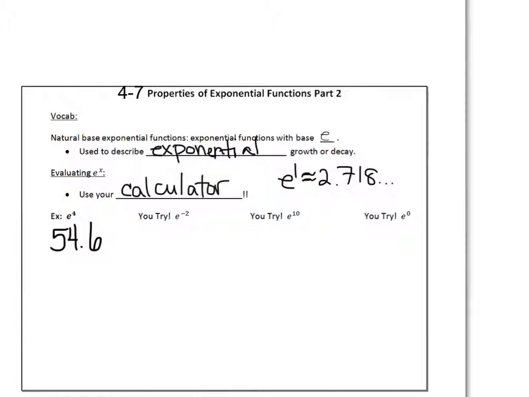All right, the answers for the 3 You Tries. The first one, e to the negative 2, should be 0.1. e to the 10th should be 22,026.5. Now, the third one you really didn't even need a calculator for, because anything to the 0 power is always 1. Doesn't matter what the number is. So there are your 3 answers to the You Tries.